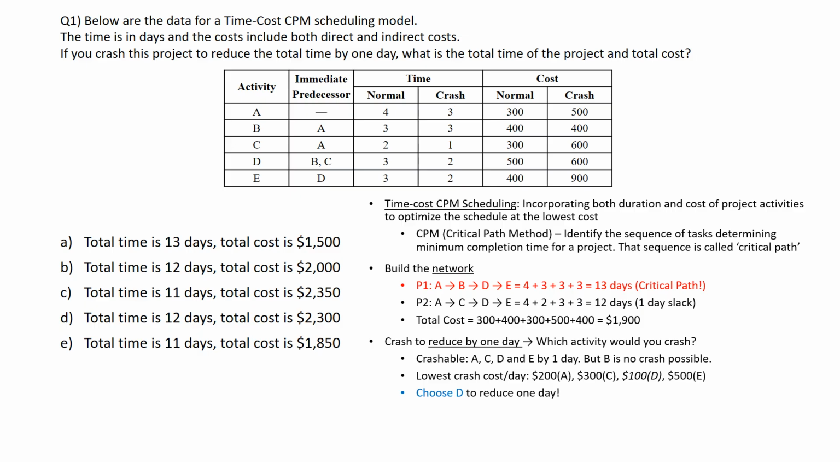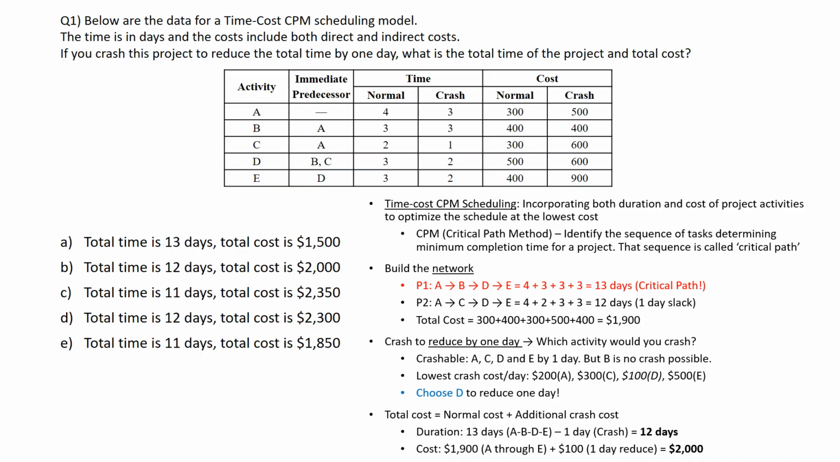activity D, as in David, to reduce 1 day. So the normal cost and additional crash costs added will give us a total cost. Let us think about the duration. Normally, critical path requires 13 days, right? And then reduce 1 day, then total time will be 12 days. And then cost, normally $1,900, but by crashing, we spent $100 more. So it would be $2,000. So the answer is B. Total time is 12 days. Total cost is $2,000.